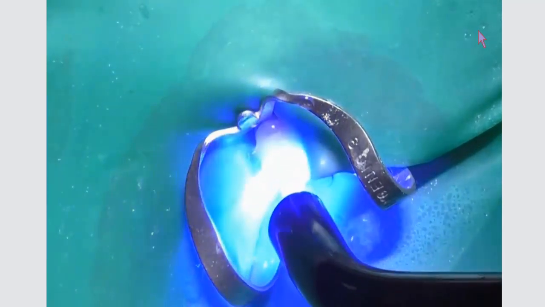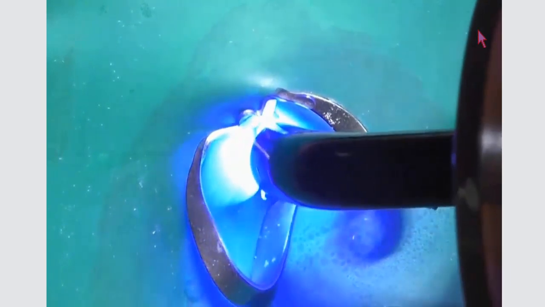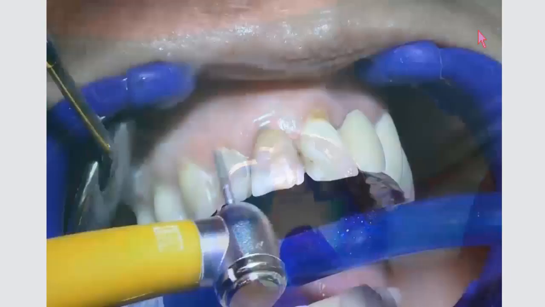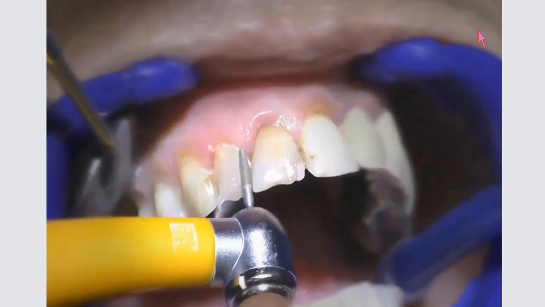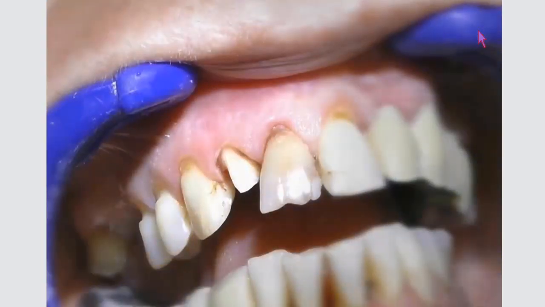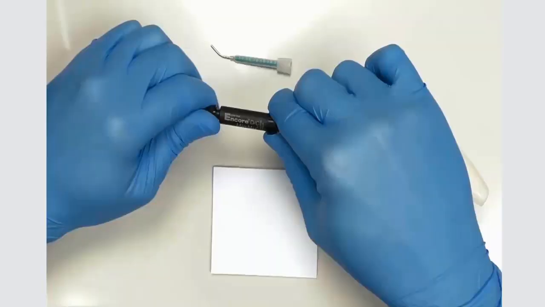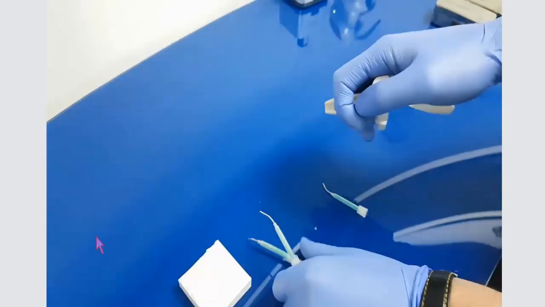In the past, I used to light cure it after that. Now I don't light cure it. I will always leave the material to self-cure, and after 4 minutes, I will light cure it. Then just prepare it in the same session. If you still have time, take the impression, make the crown.